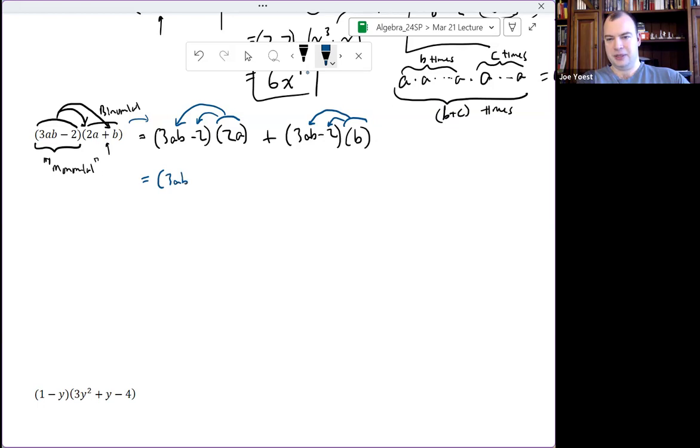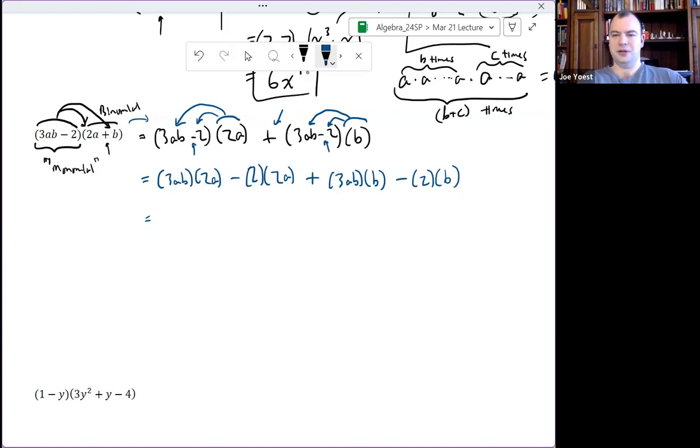So I have 3ab times 2a. That's distributing the 2a onto the 3ab, minus 2 times 2a. These are connected with a plus. I have 3ab times b and minus 2b. And again, I'm going to go through a similar process. Let's break out one of these and work through it carefully, and then the others we'll go through a little more quickly.